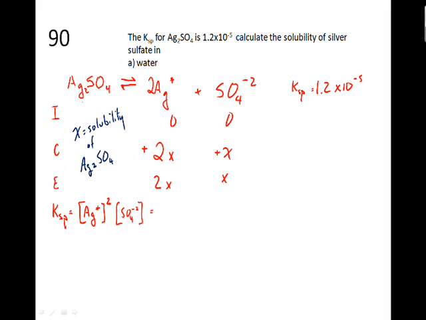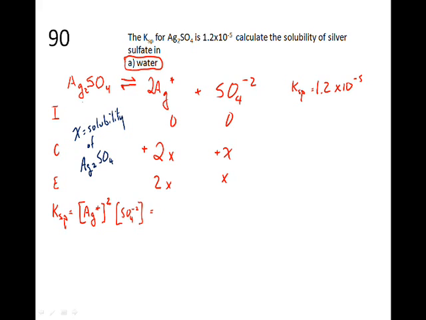As you start number 90, it's going to look a lot like the last couple of problems you've done, but there's an important concept being introduced here in number 90. And the concept is introduced as you move on to the second part of this problem, because in part A that you're looking at right here, you're just dissolving the silver sulfate in water and seeing how much will dissolve.